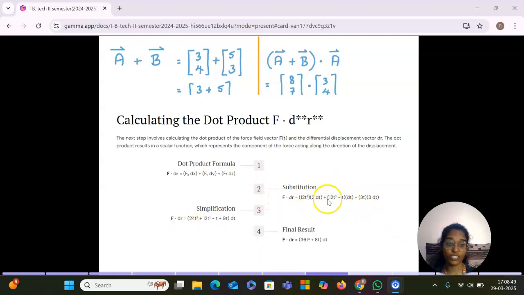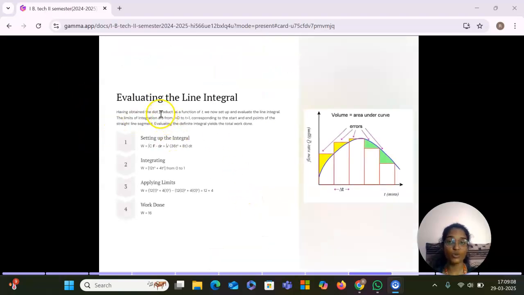24t squared plus 12t squared minus t plus 9t, dt. And the final result, we are just adding all these things: 36t squared plus 8t, dt. So F bar dot dr bar, we have calculated that. So we are evaluating now the line integral.